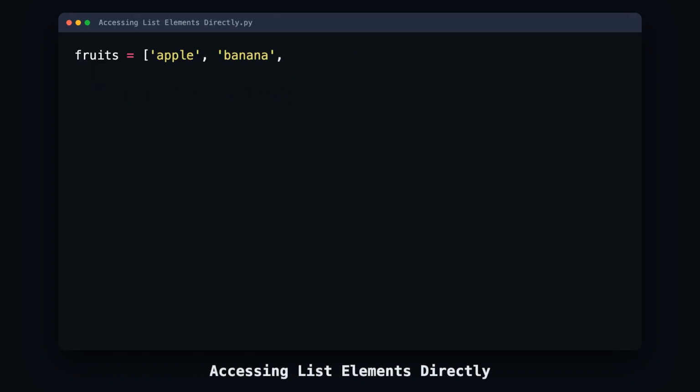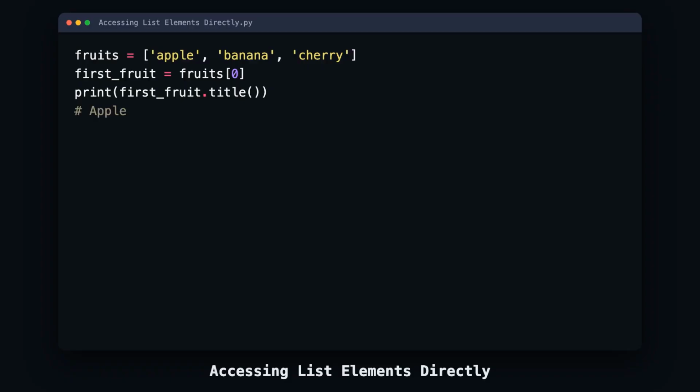Now let us look at how to extract individual items from our list using their position. We add square brackets after the list name and provide the index number. It is crucial to remember that Python uses zero-based indexing, meaning the first item is at index 0. A very common mistake is using index 1 to get the first item, which actually returns the second item. This code grabs the first fruit and prints it beautifully formatted.